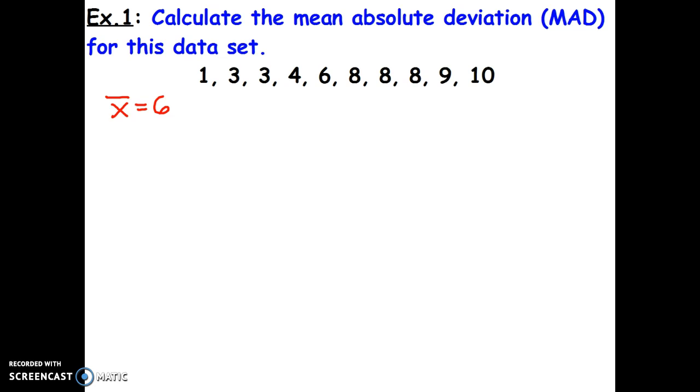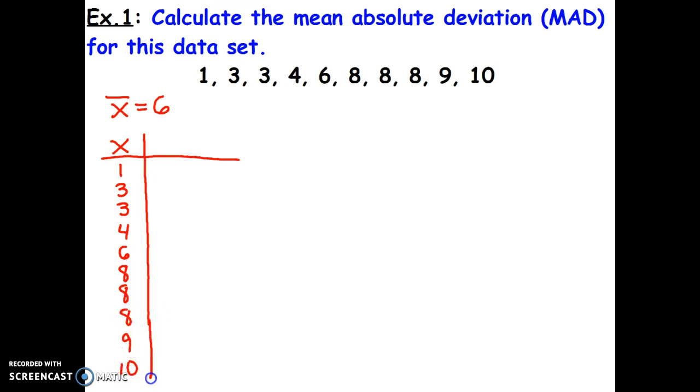Okay, so now we're going to go into creating our table. So the first thing in your table are your X values. So you're simply going to relist these X values going downward. 1, 3, 3, 4, 6, 8, 8, 8, 9, 10. Okay, so just list those values downward. Next, you're going to list your mean.